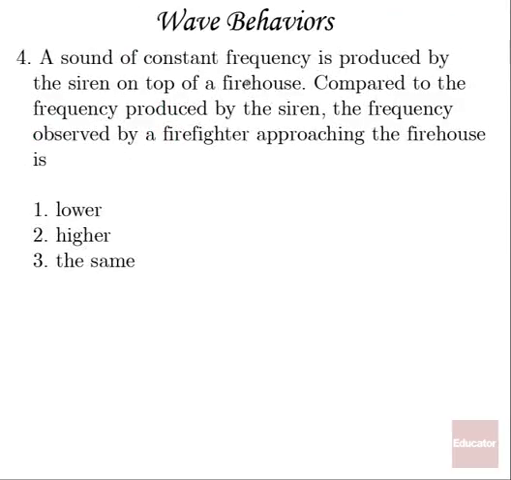Number 4. A sound of constant frequency is produced by the siren on top of a firehouse. Compared to the frequency produced by the siren, the frequency observed by a firefighter approaching the firehouse, so if the firefighter is coming closer to it, the Doppler effect says they're going to observe a higher frequency. Correct answer there must be 2.